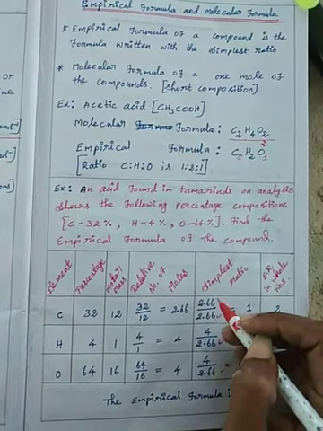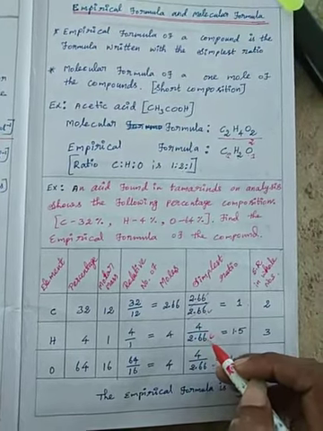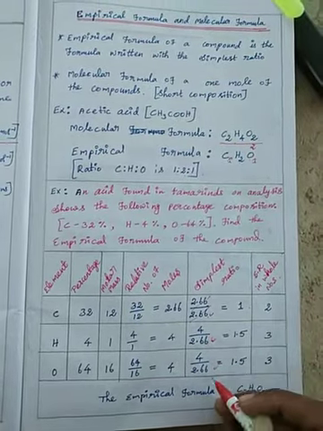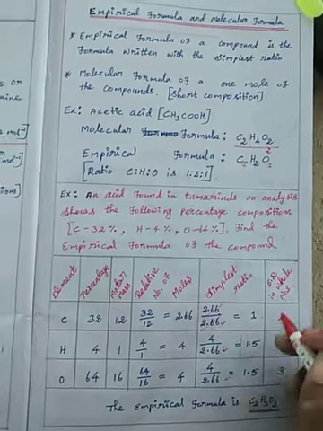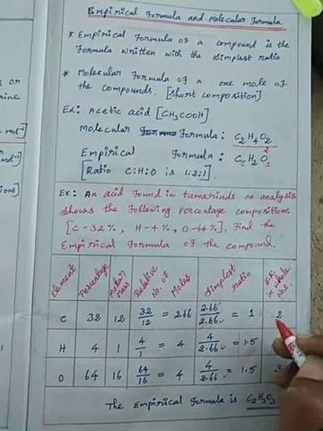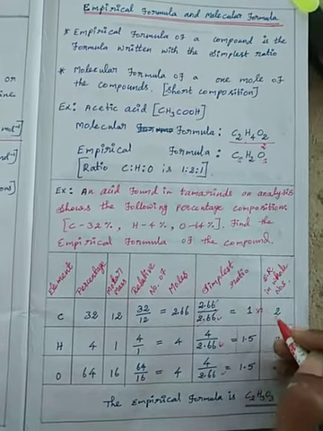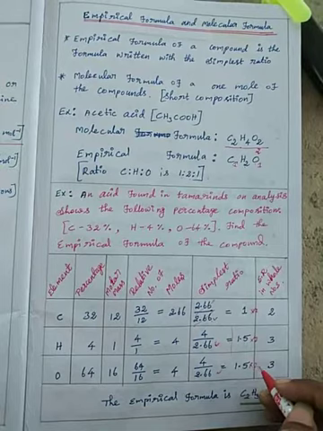So 2.66 divided by 2.66 is 1, and 4 divided by 2.66 is nearest to 1.5, and again 1.5. Now it must be changed to whole numbers. So 1 into 2 is 2, 1.5 into 2 is 3, and 1.5 into 2 is 3.